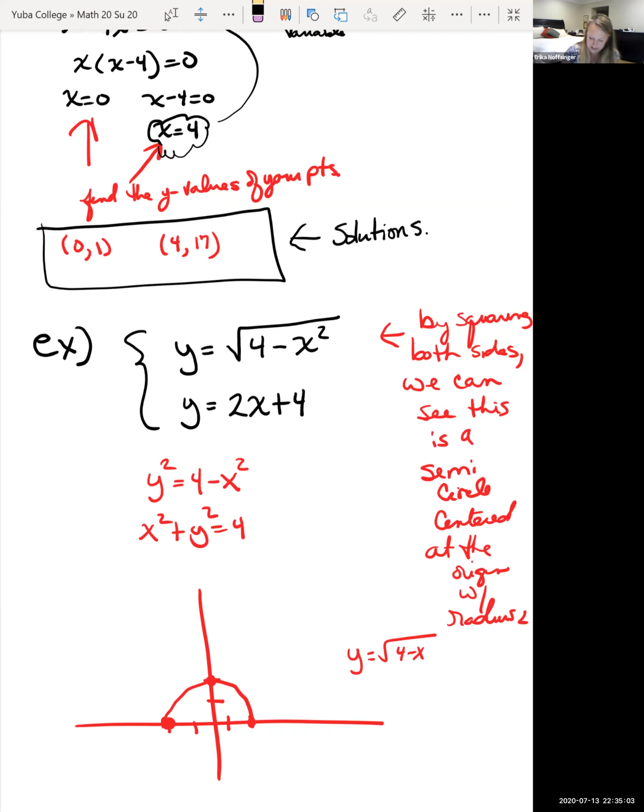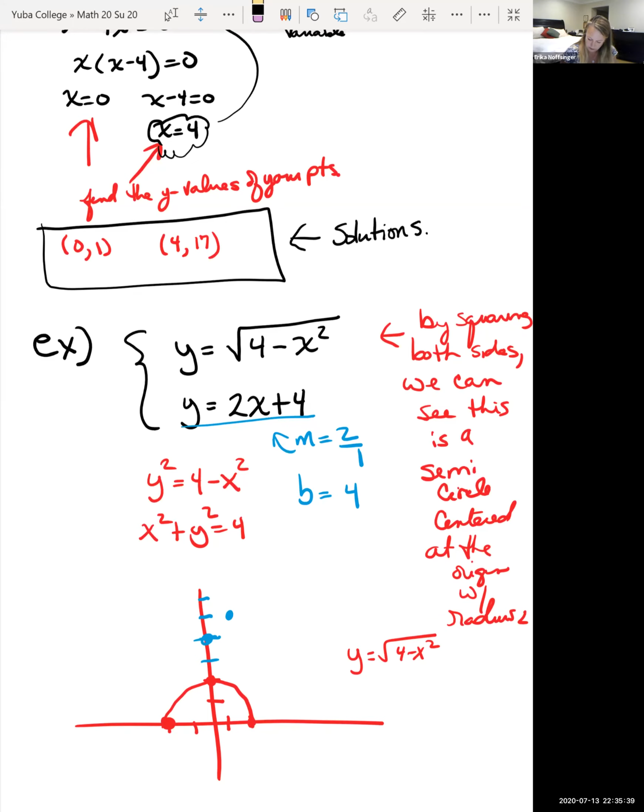The other equation is a line. Again, we have what the slope is, and we know what the y-intercept is. And so here I can tell my slope is 2, or 2 over 1, and my y-intercept is at 4. So plot a point at (0, 4). And if we rise 2 and go over 1 from the slope.